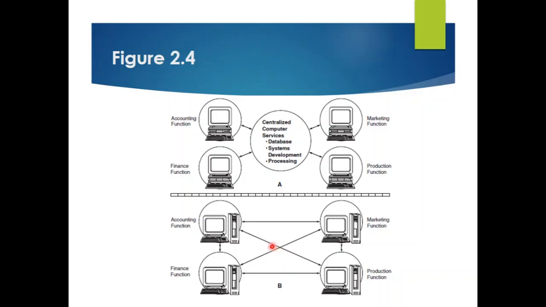If you notice, there is an interconnection between the functions. Accounting is connected to marketing and so on. These connections represent a networking arrangement that permits communication and data transfers between the units. For example, the production line may send information to the accounting function, which in turn can send the information to finance and marketing and so on. This is an example of distributed data processing.